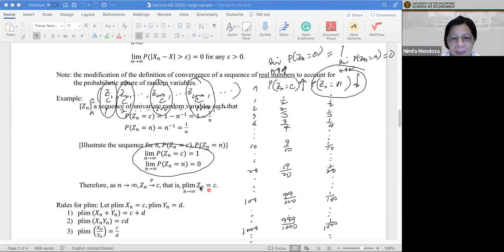So the random variable C sub N approaches C as N approaches infinity.